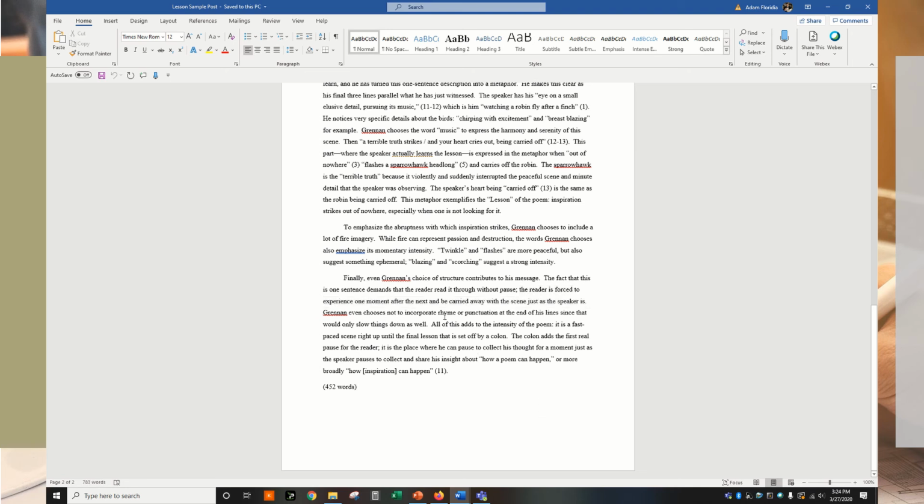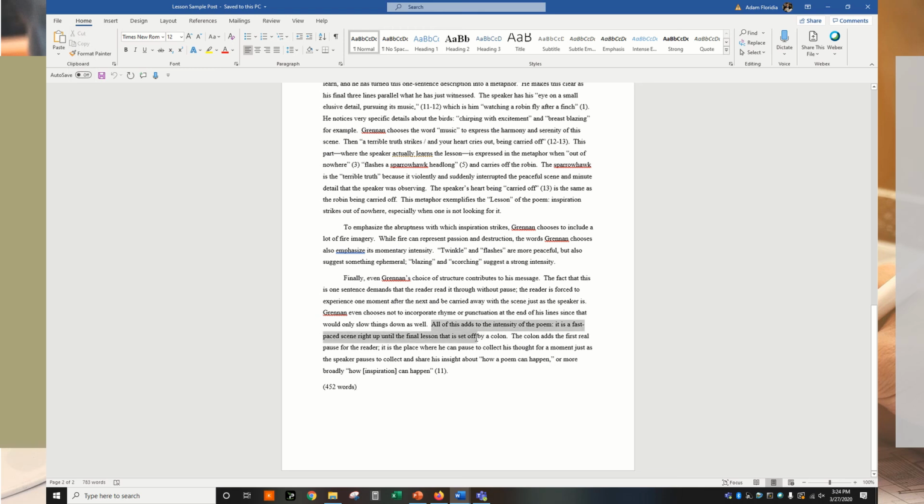Grennan even chooses not to incorporate rhyme or punctuation at the end of his lines, since that would only slow things down as well. So by not having rhyme, not having punctuation, and having this be one sentence, we read this fast. We read it like it's one sentence. He doesn't give us a chance to pause. That's what he does to put us in the same mood, I guess, as the speaker who's watching this sudden moment happen. All of this adds to the intensity of the poem.